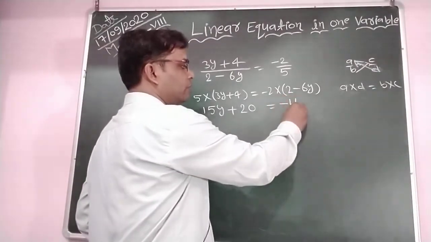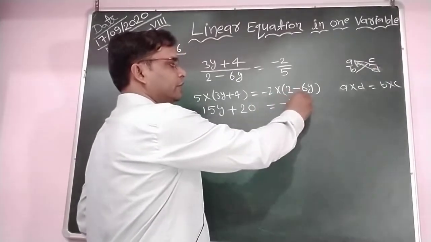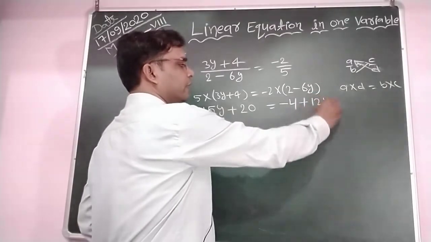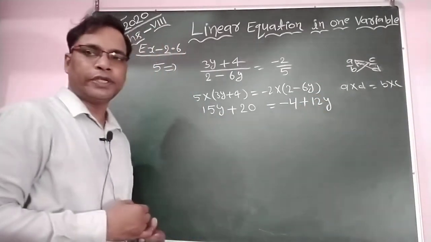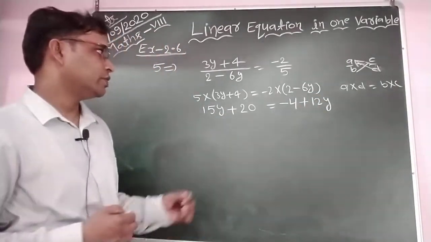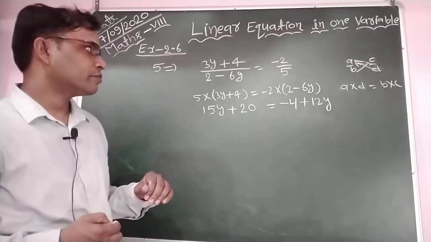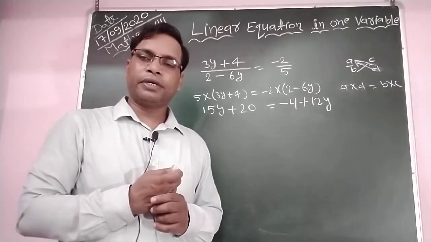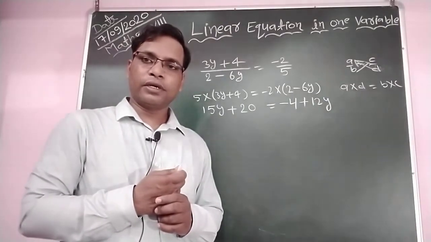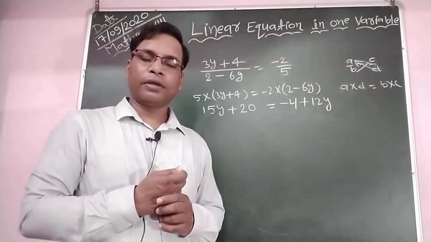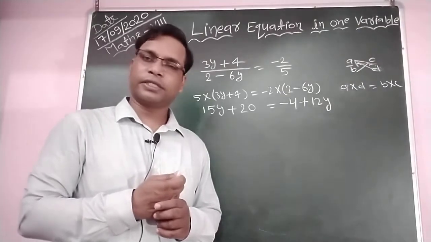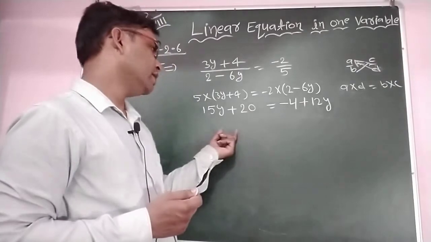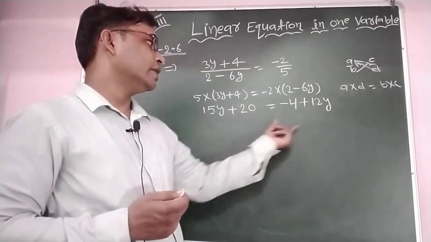Here we have minus 4, and minus into minus is equal to plus, again 2 into 6, this will be 12y. Okay, students, I hope all of you understood this step. Now to find the value of y, we write the variable on one side and the constant on the other side. So for this, we transpose this 12y to the left hand side and this 20 to the right hand side.